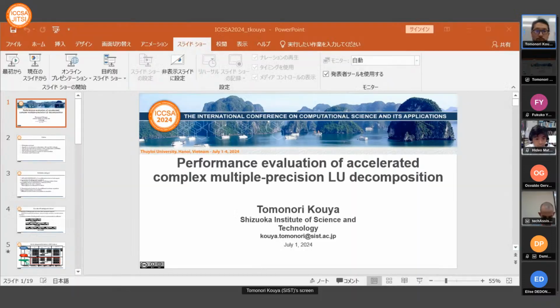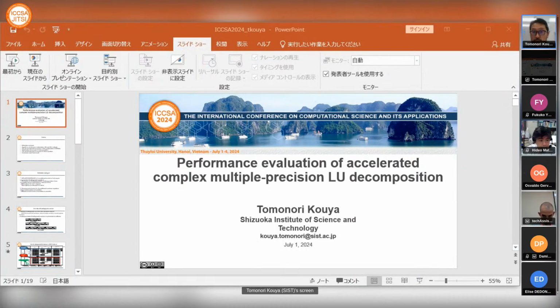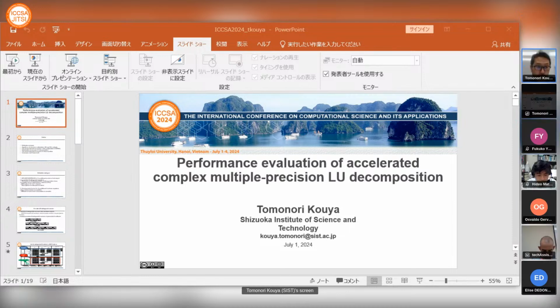We show the benchmark test of complex matrix multiplication. After that, we explain optimization of complex LU decomposition with complex matrix multiplication. And then we show the benchmark test of complex LU decomposition. And finally, we conclude our talk and we show future work. That is the motivation and goal of our study.